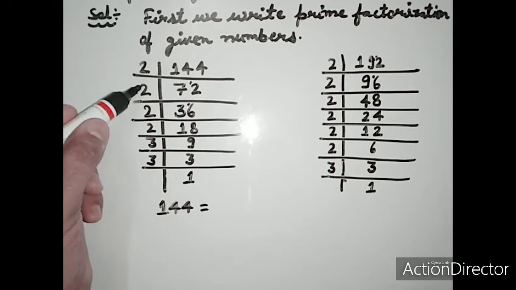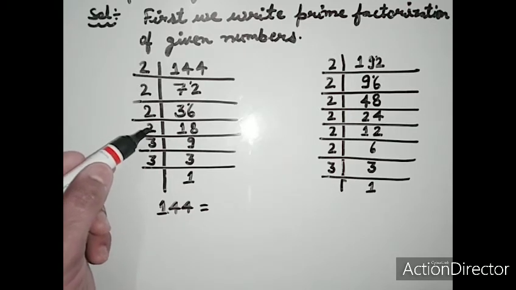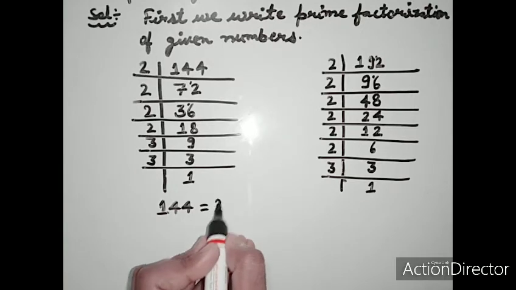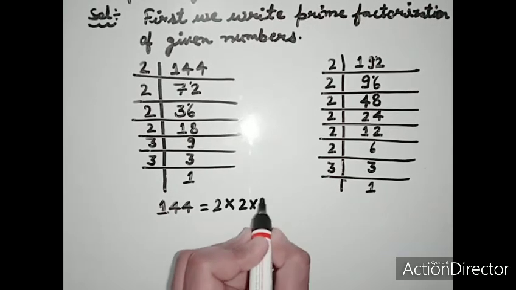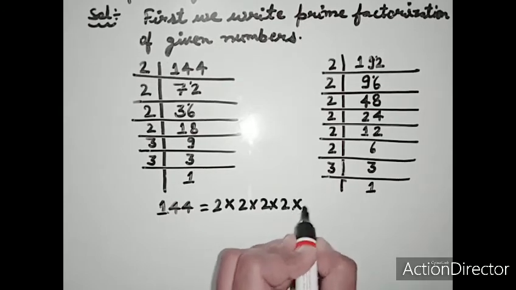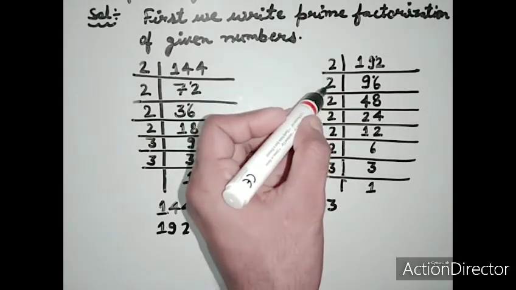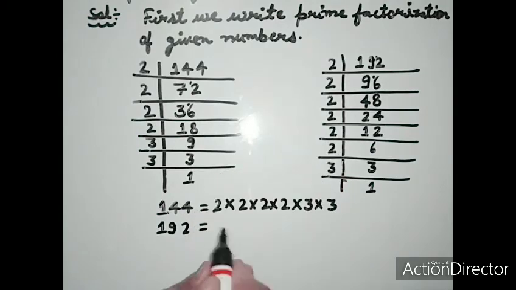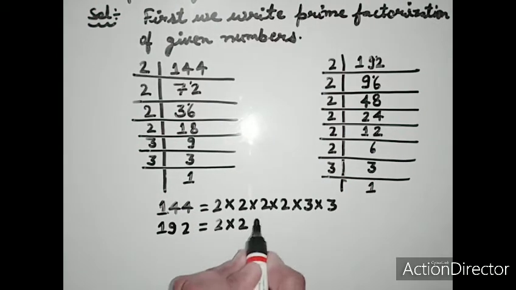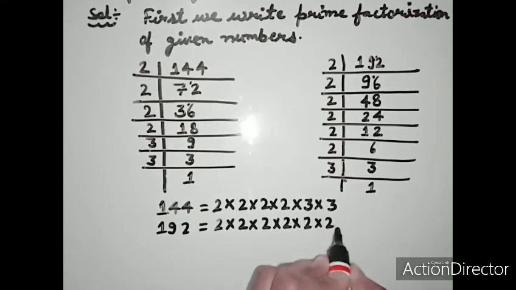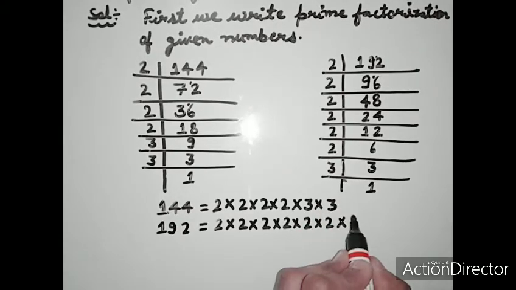So 2 multiply by 2, multiply by 2, multiply by 2, and multiply by 3, and multiply by 3. So here 2 repeats a total of 4 times, and 3 repeats a total of 2 times. Now for 192, here 2 repeats 1 2 3 4 5 6 times, and 3 repeats only 1 time here.